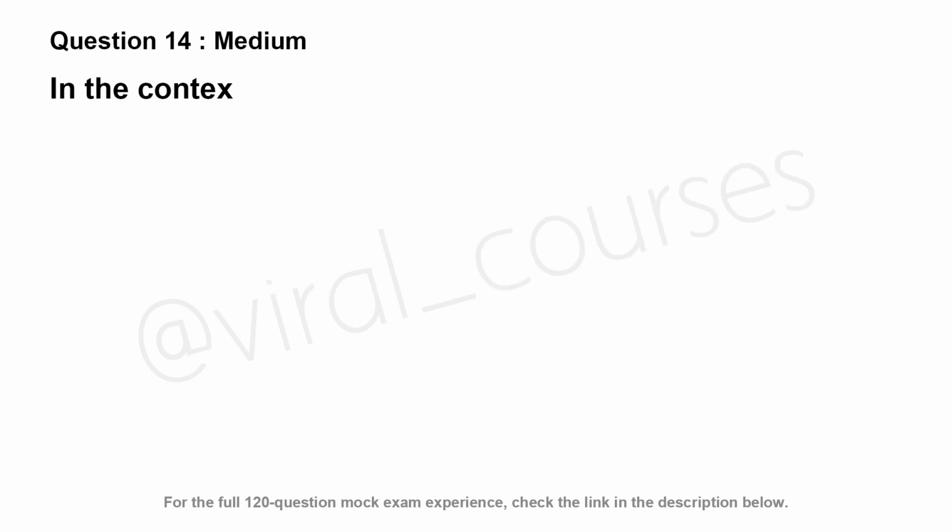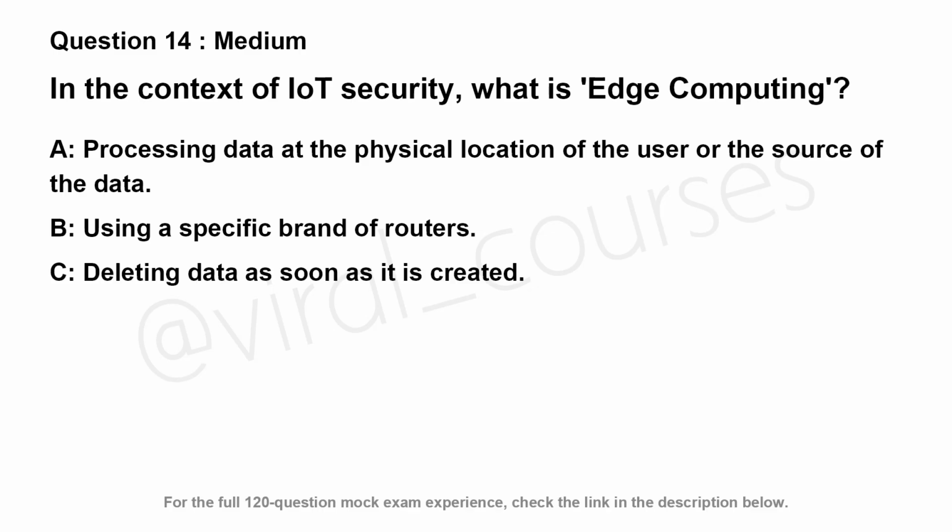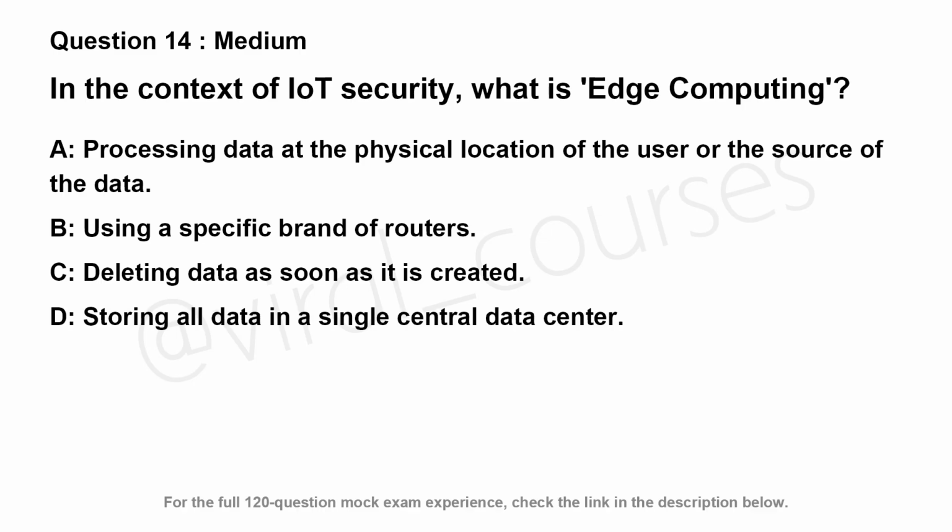In the context of IoT security, what is edge computing? Option A. Processing data at the physical location of the user or the source of the data. Option B. Using a specific brand of routers. Option C. Deleting data as soon as it is created. Option D. Storing all data in a single central data center.